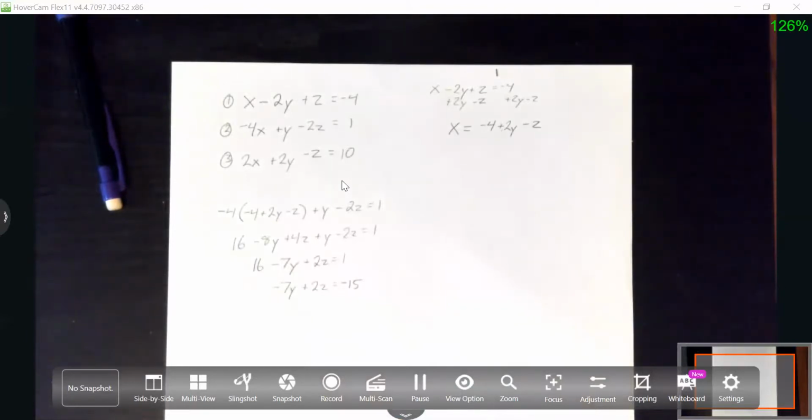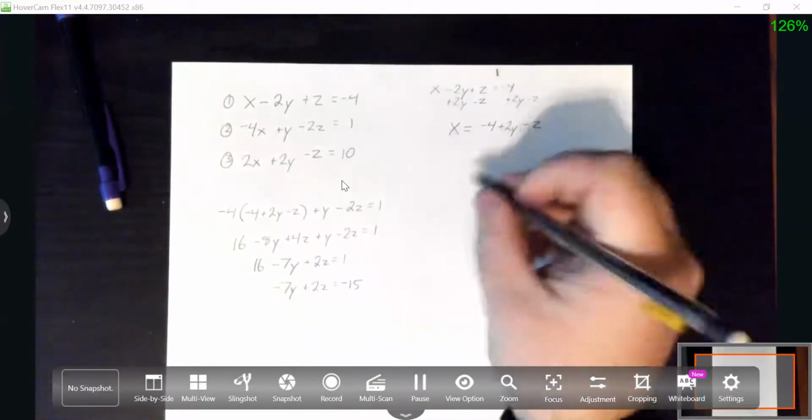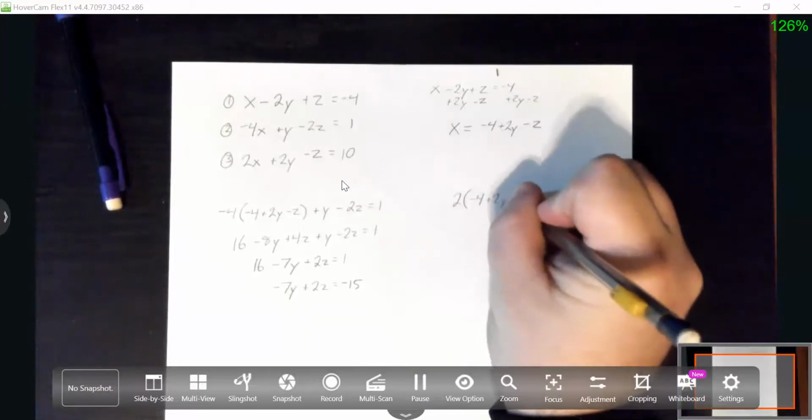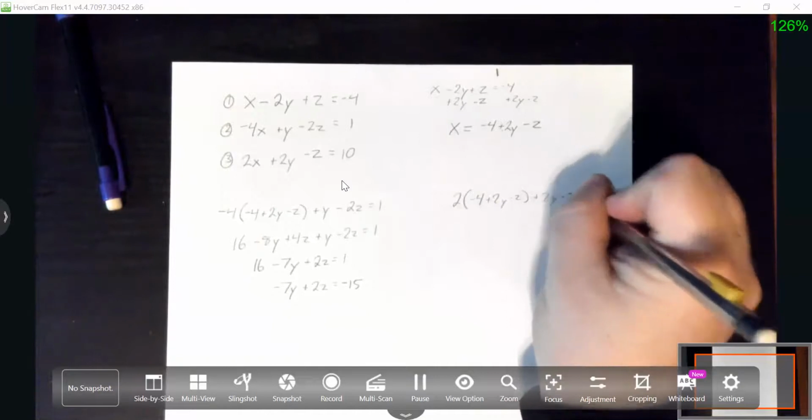We have to do it to both. So I'm going to take my x and substitute it into equation 3 now. So that's 2 times -4 plus 2y minus z, plus 2y minus z equals 10.